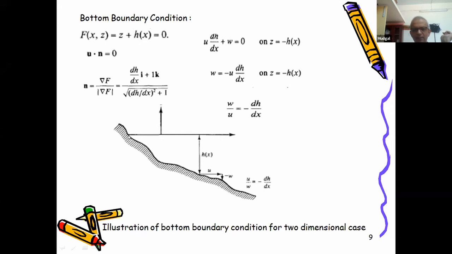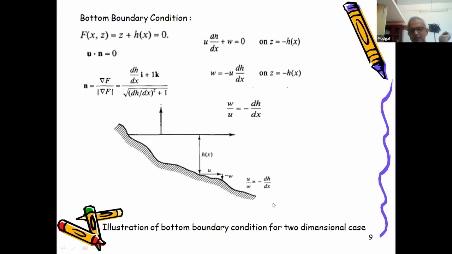Why minus? Because you are taking positive z in the upward direction. So since you are moving in the downward direction, you are taking this term to be minus, and then use this unit vector definition and you will end up with an equation of this form: w by u equal to minus dh by dx. Now this is very interesting in the sense that this is nothing but the equation of a streamline of the bottom. So the bottom satisfies the equation of a streamline.